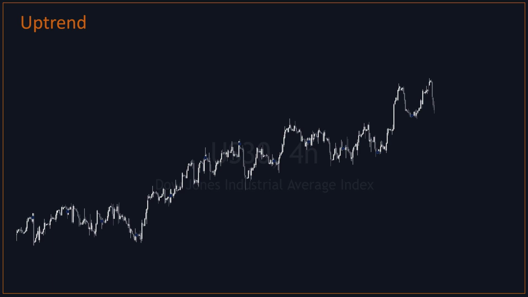Let us look at this chart right here. This is US30 on the 4 hour time frame. When you're looking at this chart, you can clearly see that the chart is in an uptrend. We also see that the market is creating higher highs and higher lows, and the trend is further confirmed by breaking the structure. We see that the market continues to break the structure going to the upside.